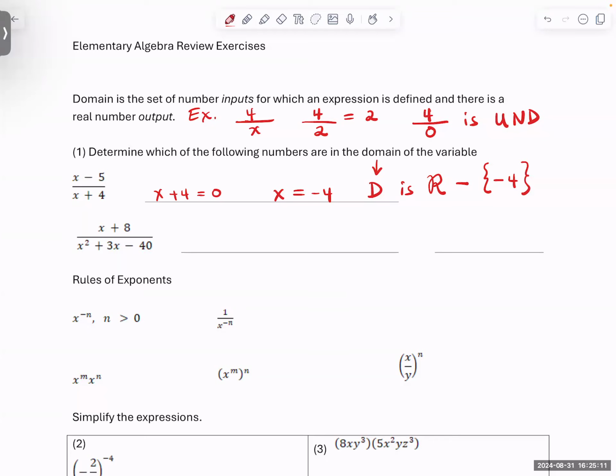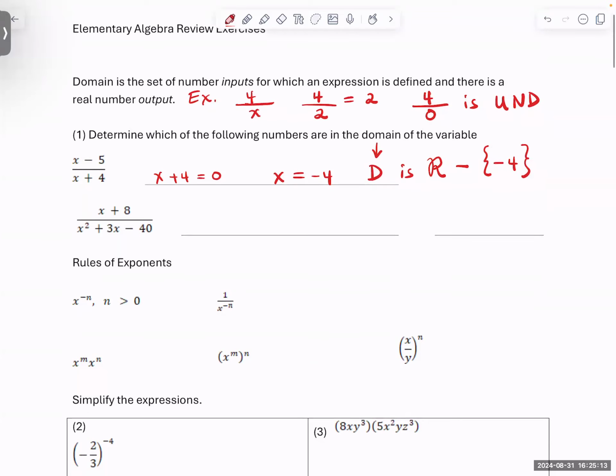X plus 8 divided by x squared plus 3x minus 40 is a rational expression defined for all reals except any value of the variable which would make the denominator equal to 0. So what we'll do is set the denominator equal to 0. In this case, we have a second degree trinomial or quadratic equation, and we'll solve for x by factoring. In factoring, the first step is always to look for the greatest common factor, which in this case is 1.